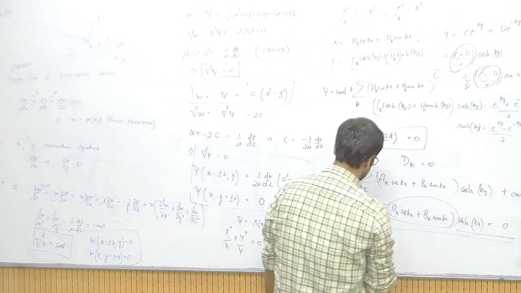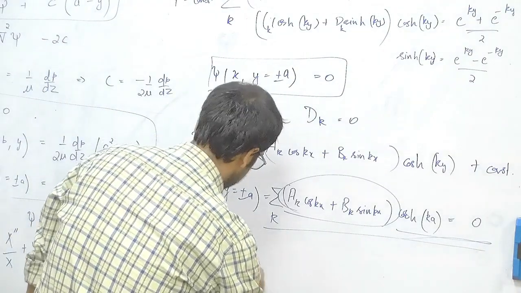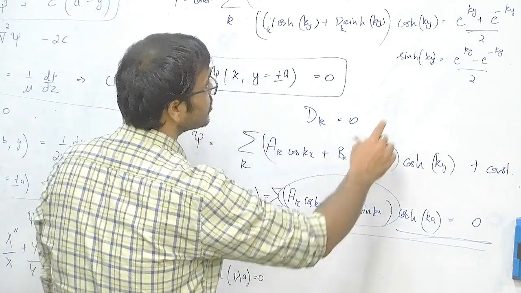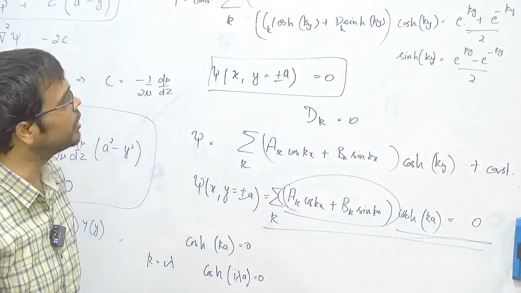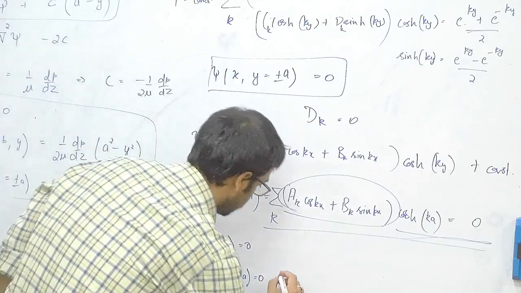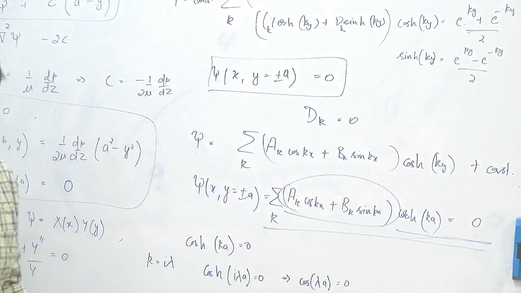Let us say k is i lambda, where lambda is real. So this is cosh(i lambda a) equals 0. What is cosh(i lambda y)? If you substitute k to be iota lambda, you get cos lambda y, right? So this means cos lambda a is 0, and now you have possible values of lambdas. What are the possible values of lambdas?